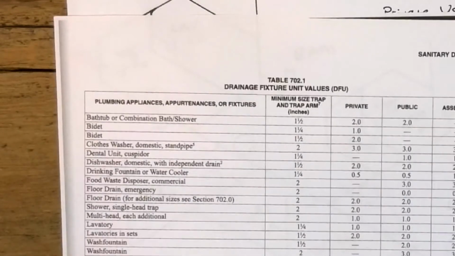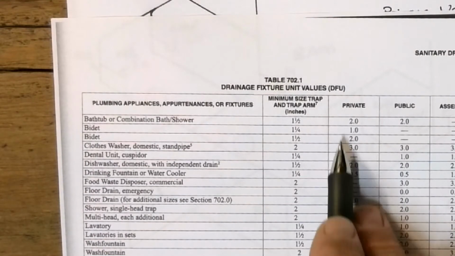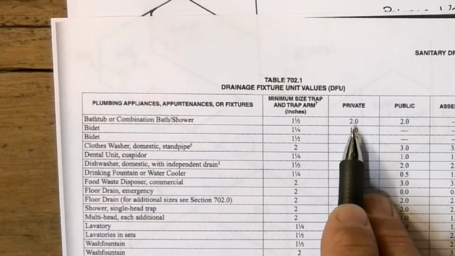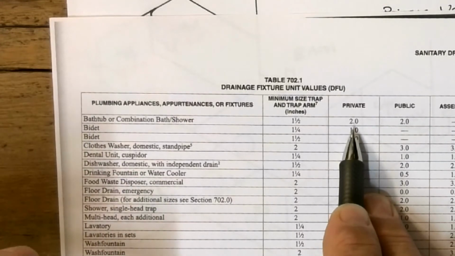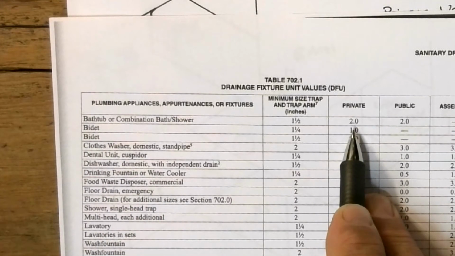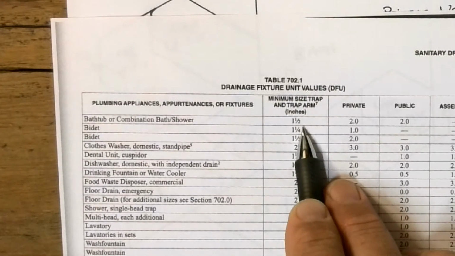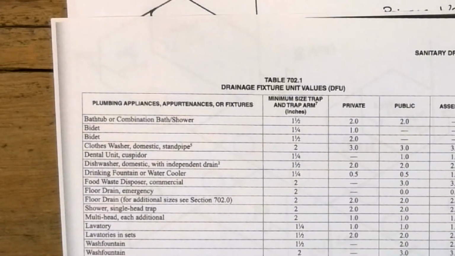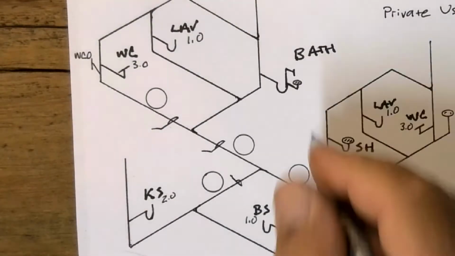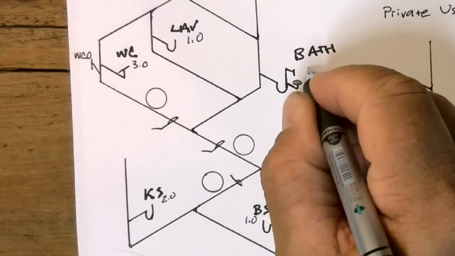It's weird because the water was 4, but now we have a bathtub and the fixture unit value is only 2. That's because it's drainage. You're not draining as much as you were filling and having that kind of volume come out of that tub spout. Now you're just draining it out. So you can have a 1.5 inch trap and trap arm, 2 fixture units. So the bathtub is 2 fixture units.